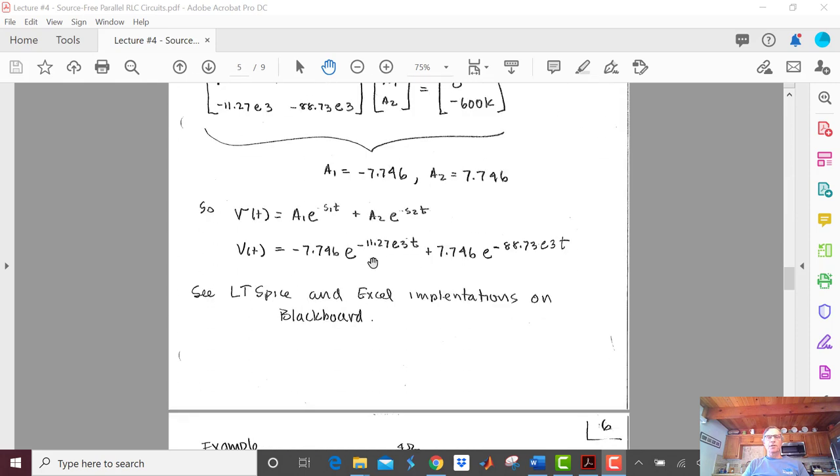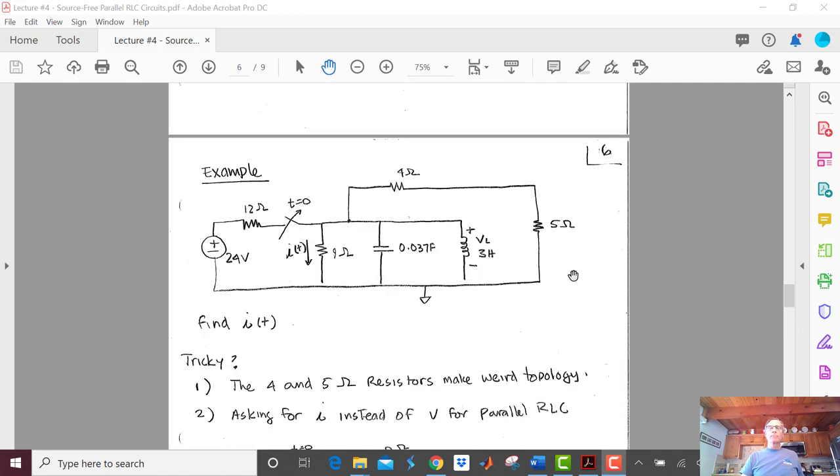Here's our beautiful little equation. And let's put in a gazillion for t. E to the minus 11.27 times a gazillion, that's 0. E to the minus 88.73 times a gazillion, that's 0. So V is 0. So I checked V at 0. I checked V at infinity. I checked dV/dt at 0. They all worked. I don't have to ask my professor whether I did this properly. Let's move on to our next example.